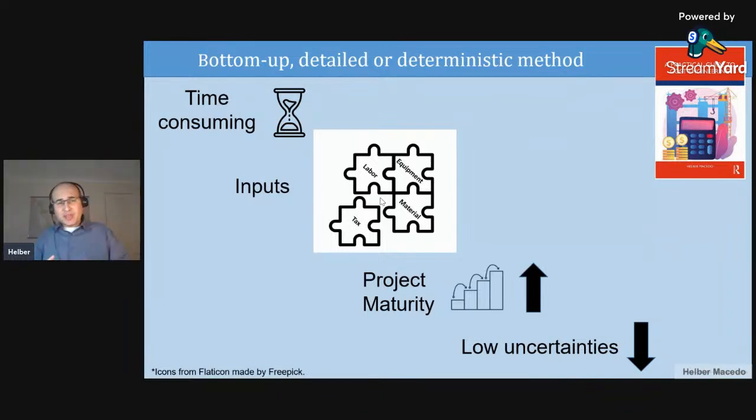Another thing, like I mentioned before, is the maturity of your project, and its importance should be high, because if the maturity of the project is low, probably the quality and the accuracy range of your cost estimation will not be good. And finally, you are expecting a low level of uncertainties, because if you have a high level of maturity, you have a low level of uncertainties. If your project has a low level of maturity, you have a high level of uncertainties.